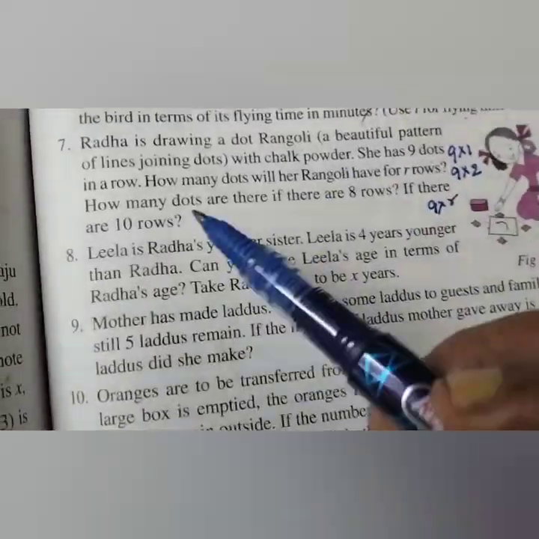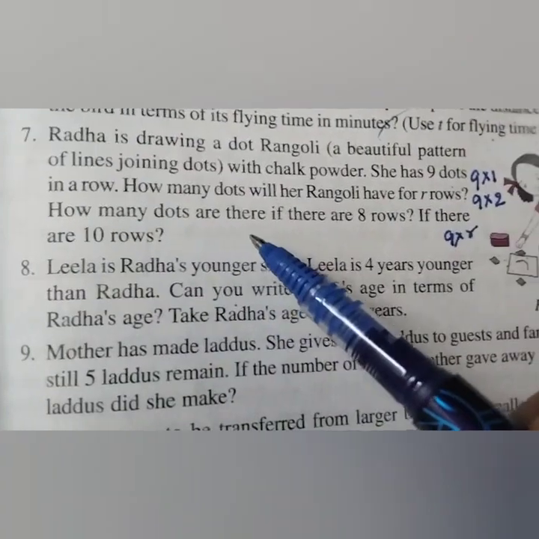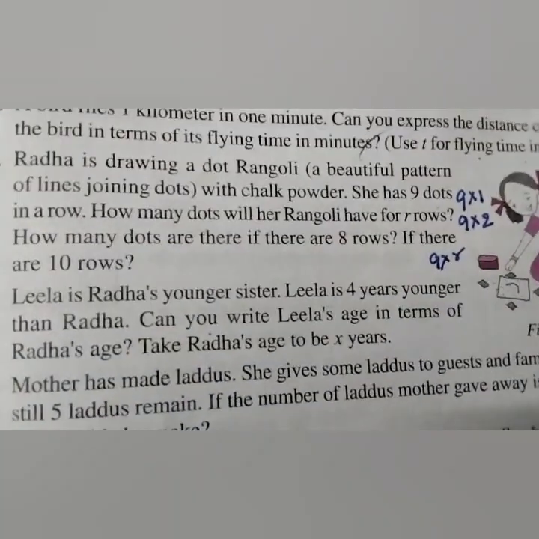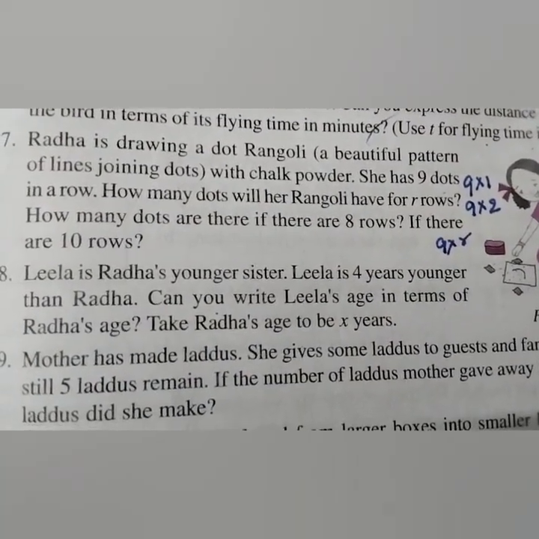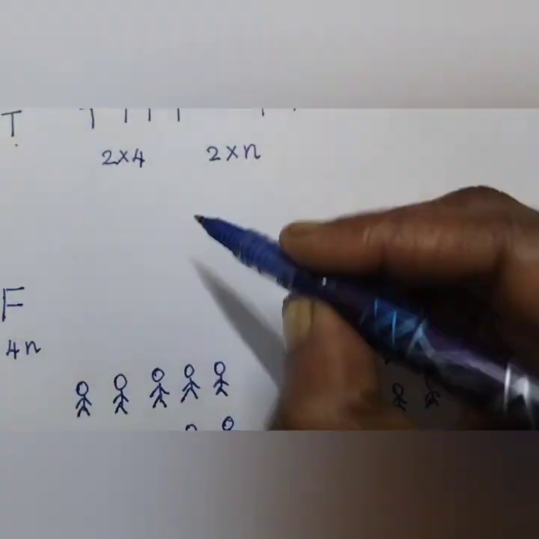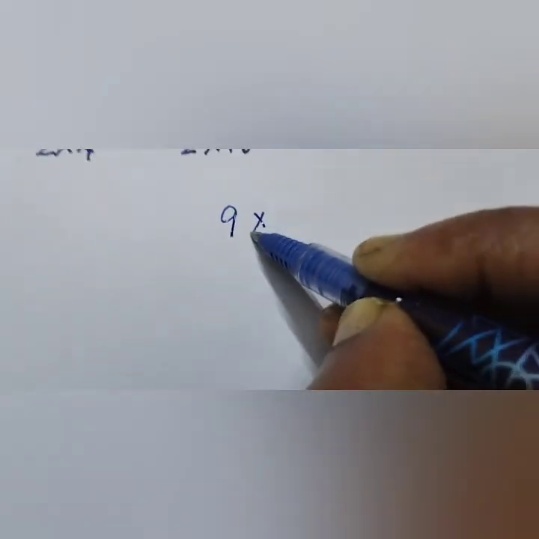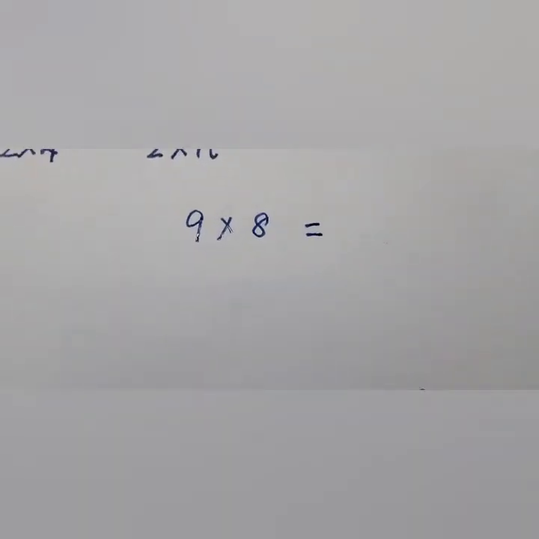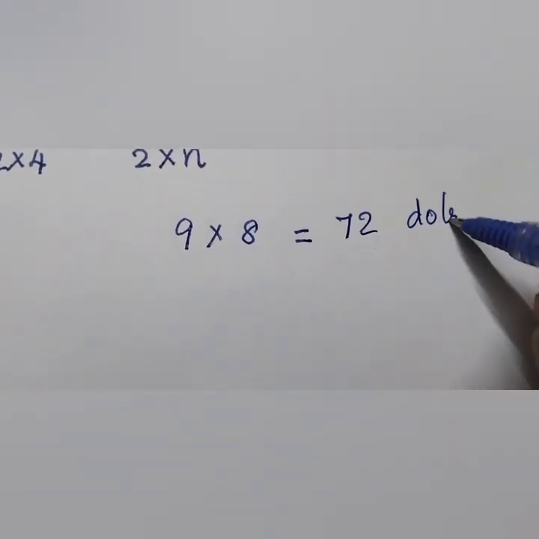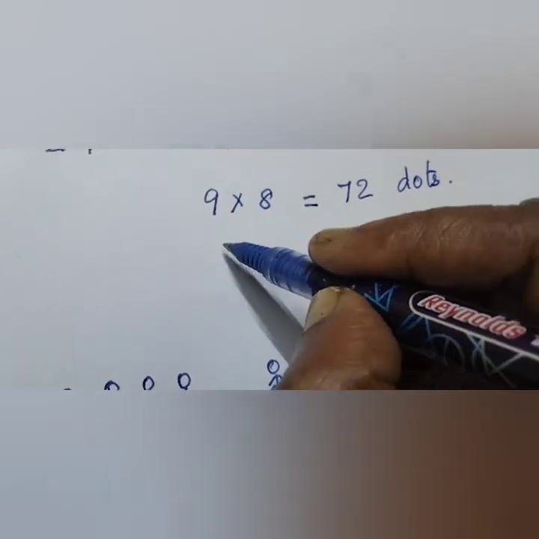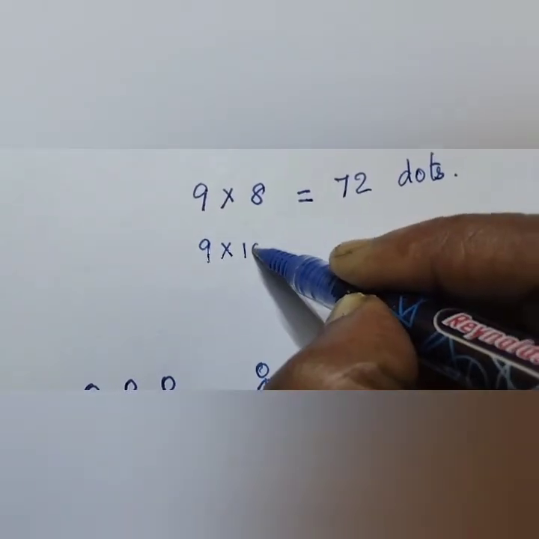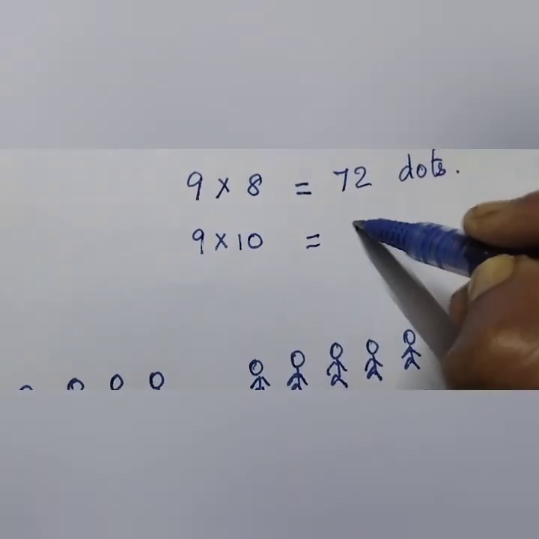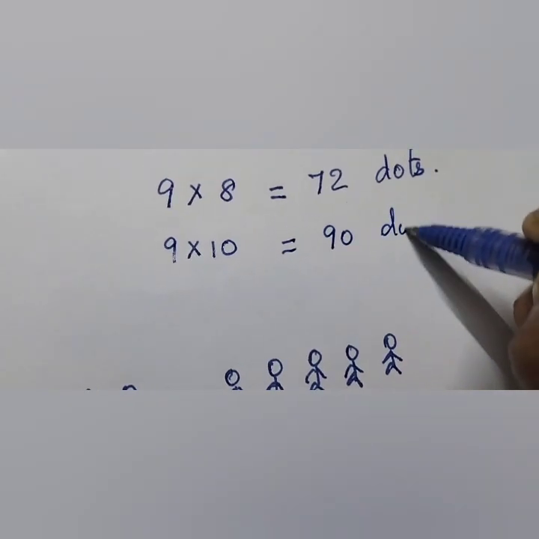So, the next question asked here is how many dots are there if there are 8 rows? That means 9 into 8. And the next one asks us if the number of rows is 10: 9 into 10, which is 90 dots.